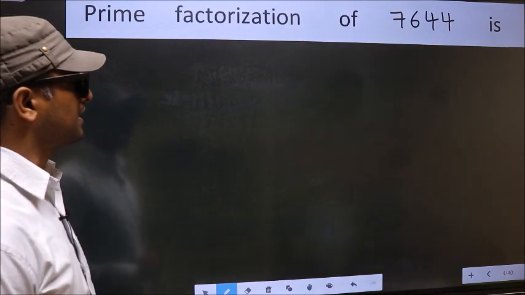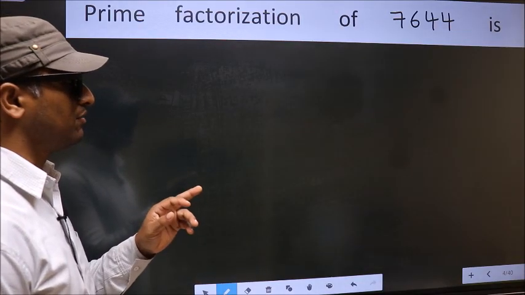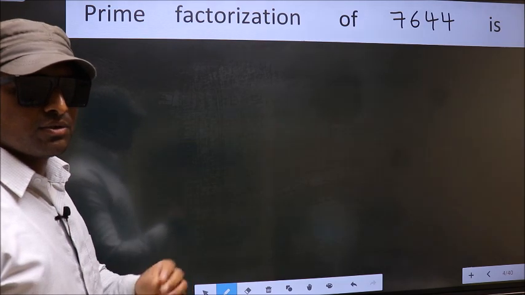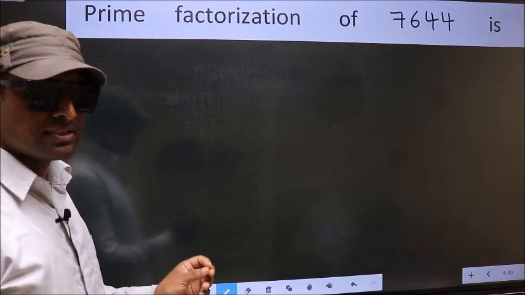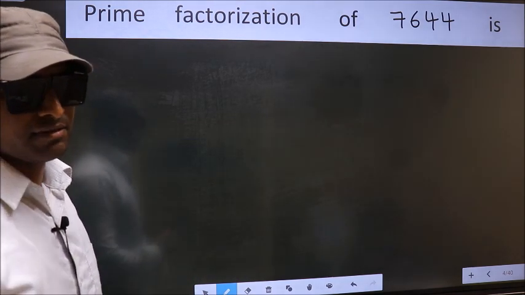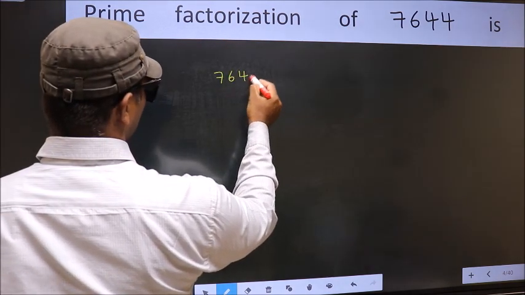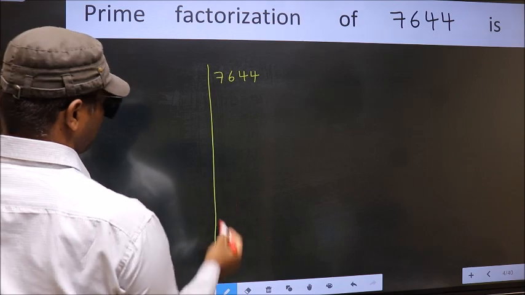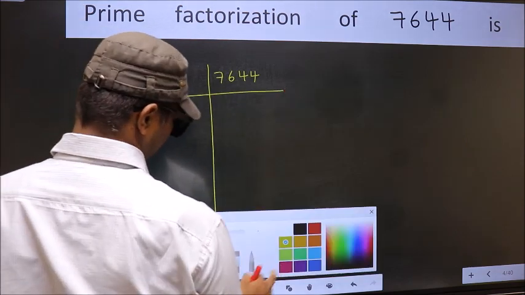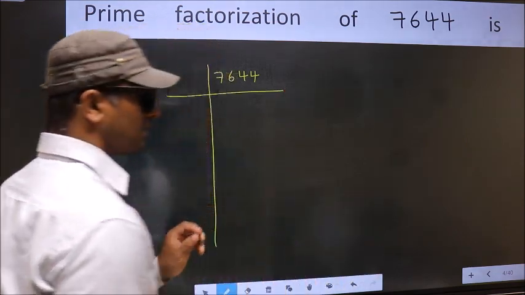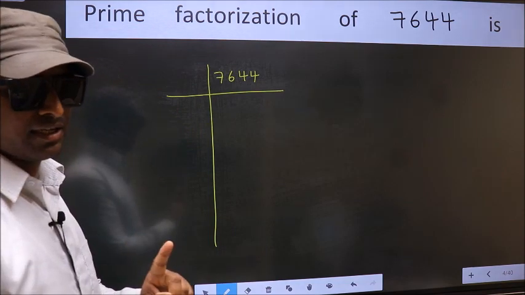Prime factorization of 7644. To do prime factorization, first we should frame it in this way: 7644. This is your step 1.